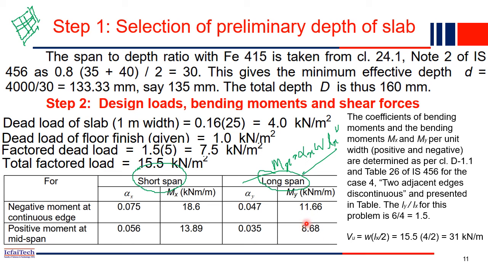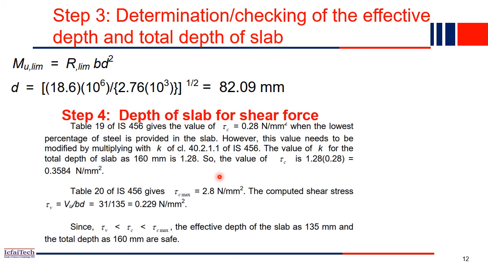We just computed it. So now step 2 is also over. We know now what is the maximum positive bending moment and what is the maximum negative bending moment. So now let's see step 3, that is checking the effective depth. Whatever effective depth we considered, 135 mm in step 1, we will find out whether it is sufficient or not.